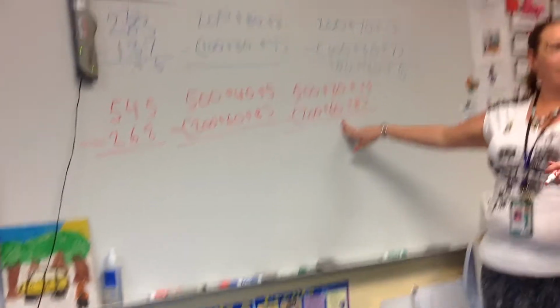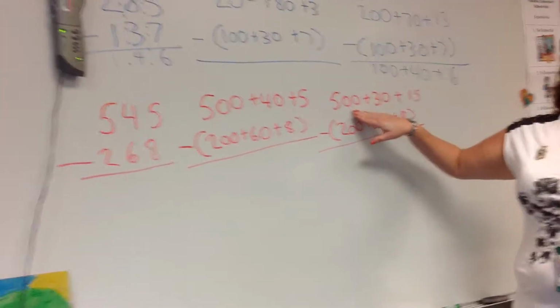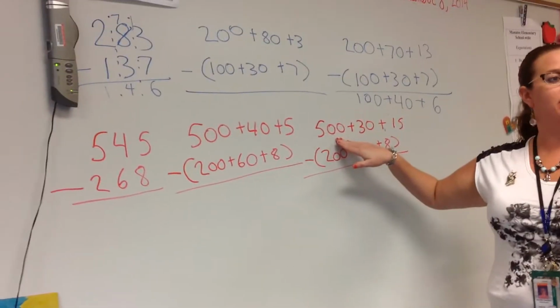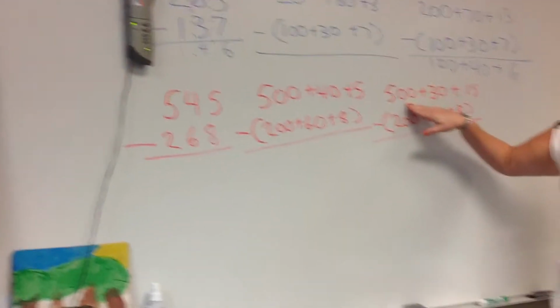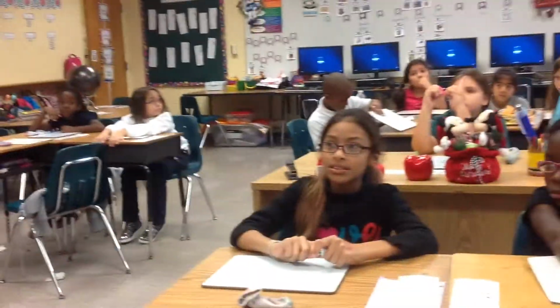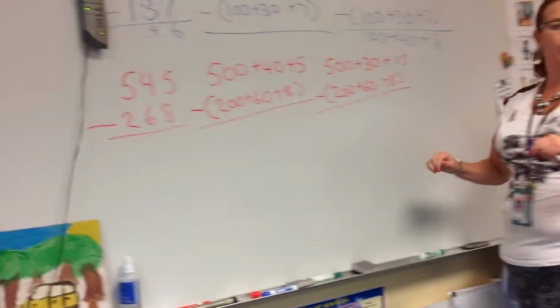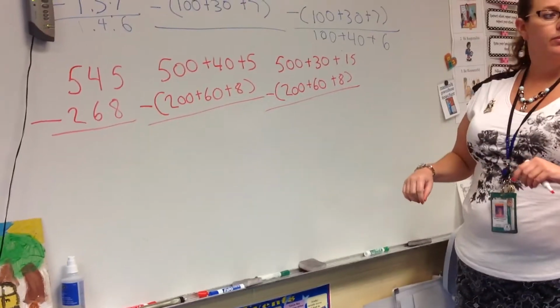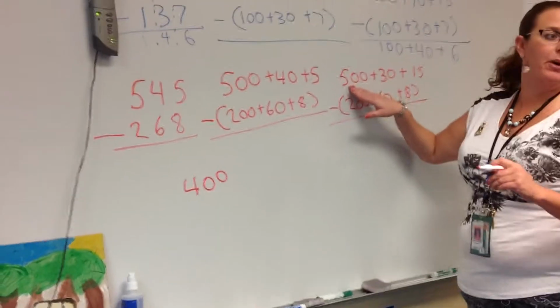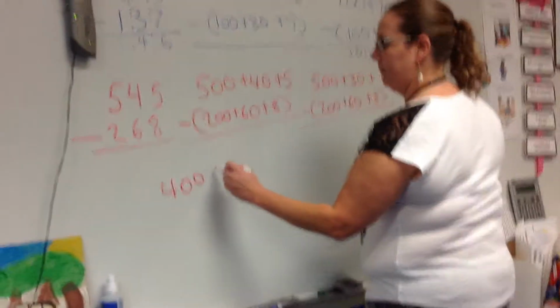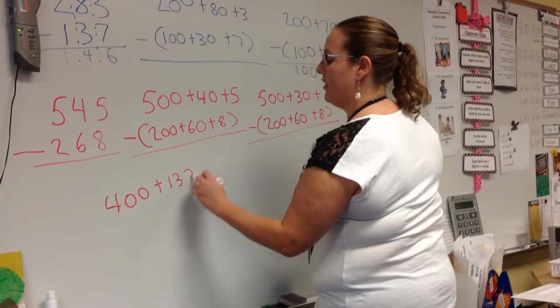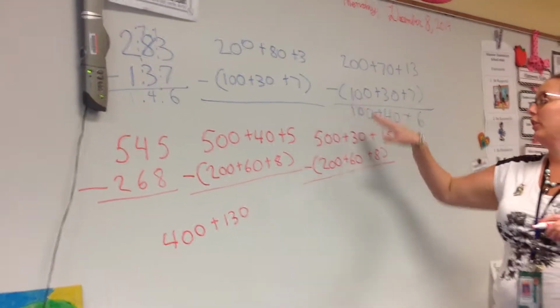No. Nope. What do I have to do now? Emmanuel: go to your neighbor. Go to my neighbor. And who's my neighbor of 30? The 500. So I'm going to borrow how much from Mr. 500? Ashley: 100. I'm going to borrow 100. So what's going to happen now? Now you're at 400. I'm going to write 400 because I'm borrowing a whole 100. 400 plus 130, because I'm moving that 100 I borrowed over to my neighbor.